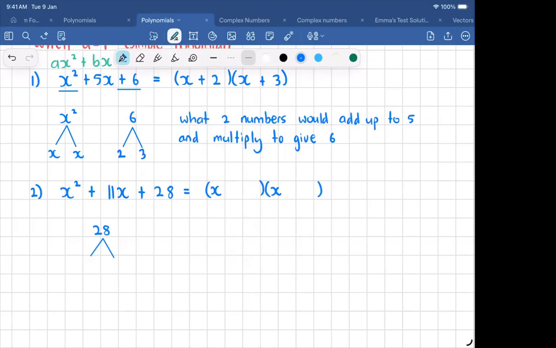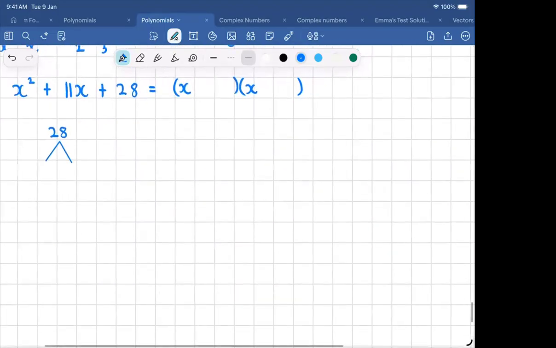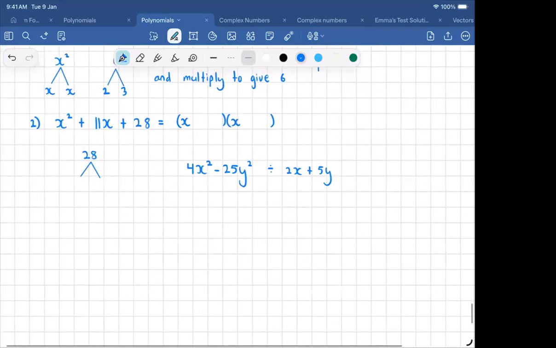I don't really think this is hard. I just think it's a little different. I want you to work this one out: 4x squared minus 25y squared, divided by 2x plus 5y. Knock yourself out. Try this one. So this is what I want you guys to try.